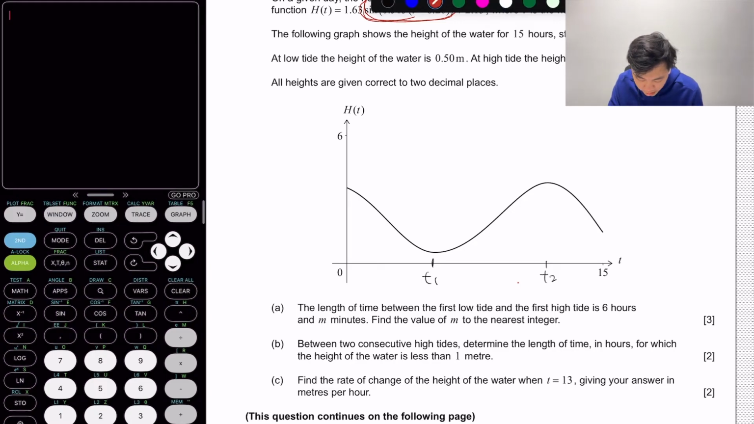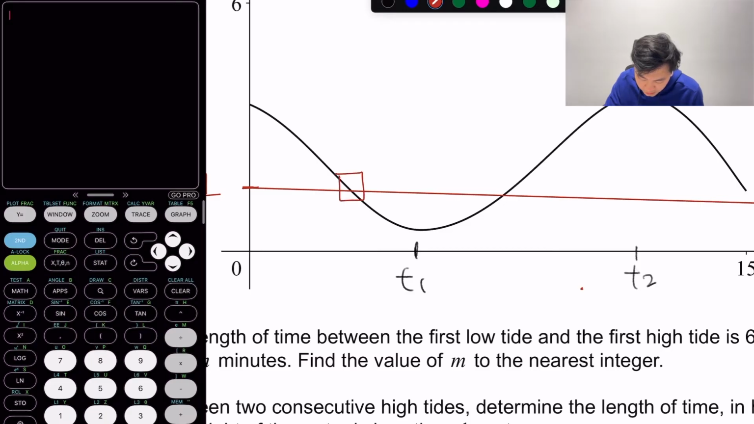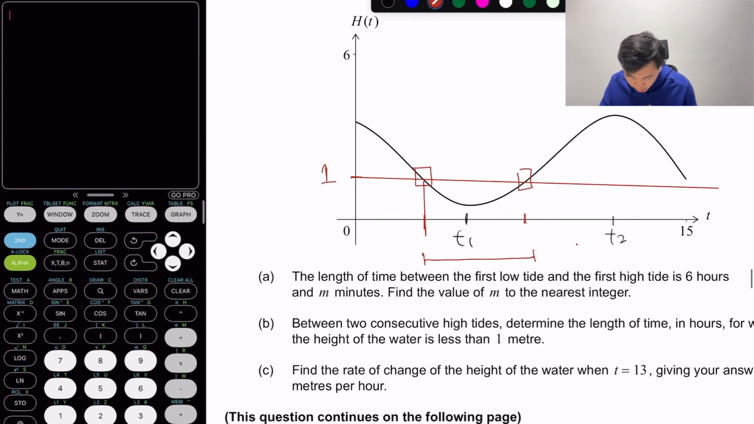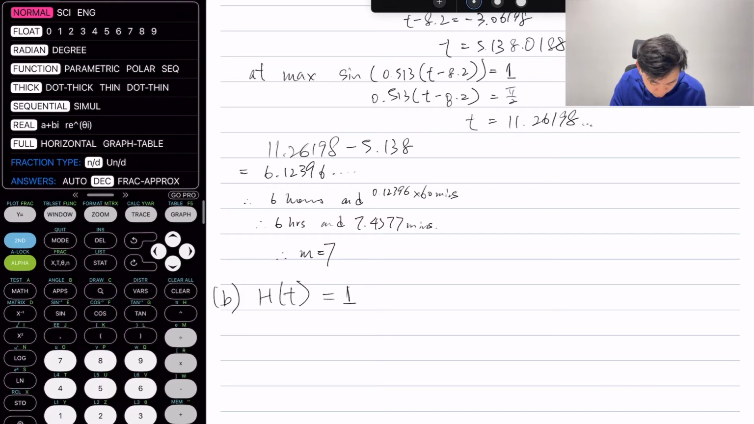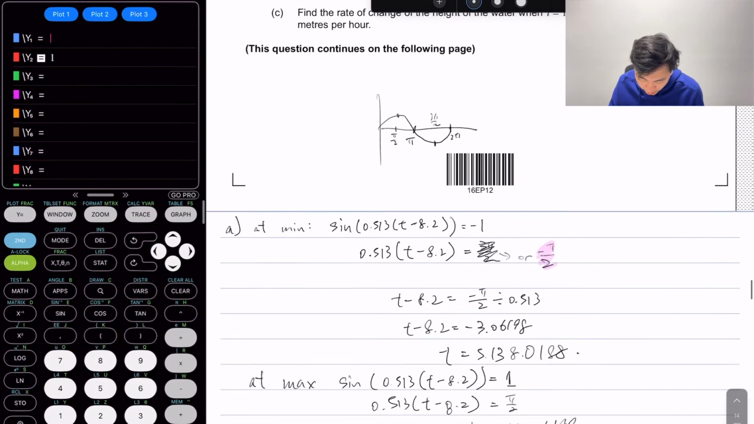First of all, we need to set where's the 1 meter. So the height is 1 meter, then we can draw a line like this. Which means right now we have to find the intersection point of this and this. After we figure out these 2 points, we can find the length of time between them. Okay, that's what we have to do. So essentially, the first thing is we need to recognize the sine function has to equal 1. Then we have to make sure we're in the radian mode. And then now we can input our equation into it.